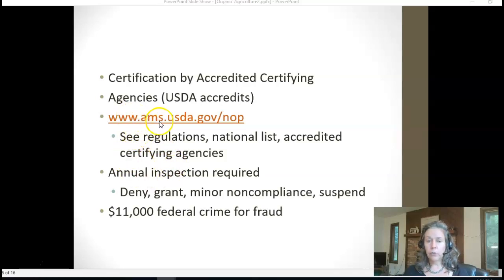So look at this website to see the regulations and the national list and other accredited certifying agencies, and keep in mind that an annual inspection is required. So this concludes our discussion of organic agriculture.